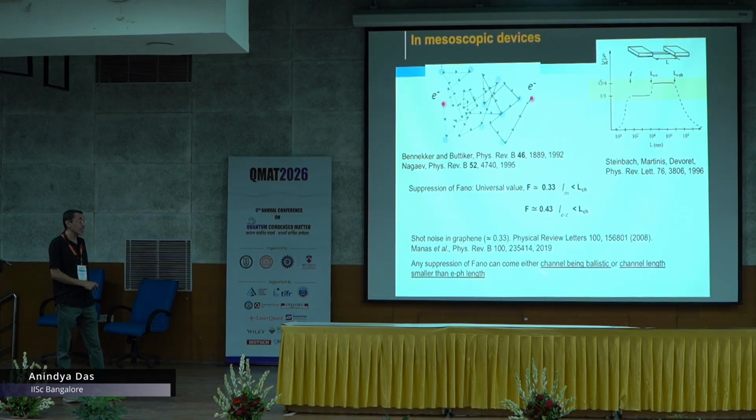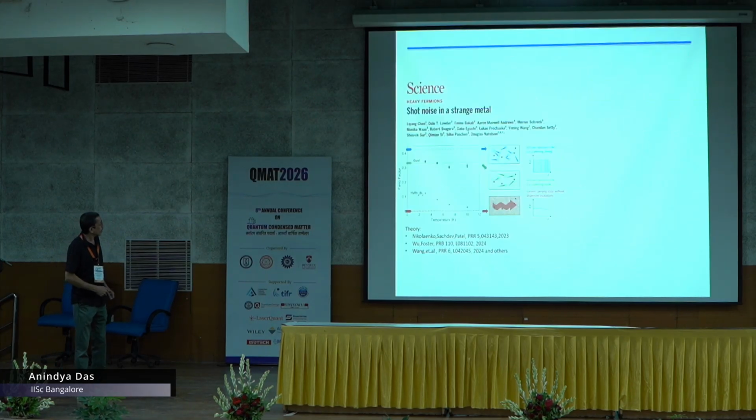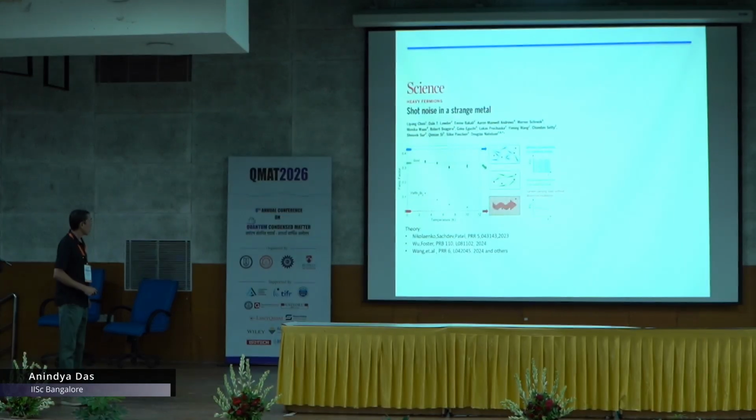However, we will be asking the question: is there any way, beyond these two mechanisms, that the noise can be suppressed? It turns out yes, there are theories and there are experiments. In fact, these theories are motivated by an experiment by this group, and this is the only experiment available so far. They were measuring this heavy fermion system, which is a very well established strange metal phase, and they saw that for gold they see about 0.33, the diffusive transport you expect, but for this material the noise was suppressed.